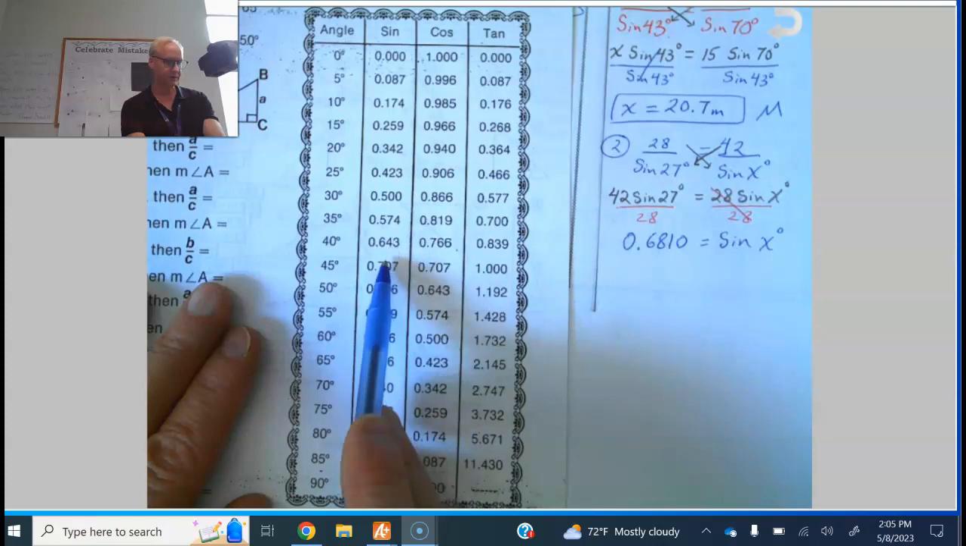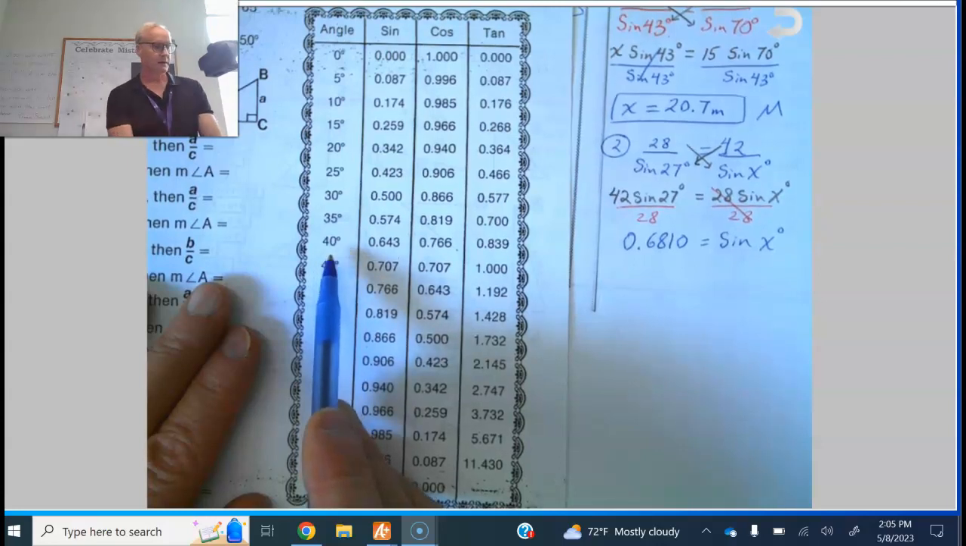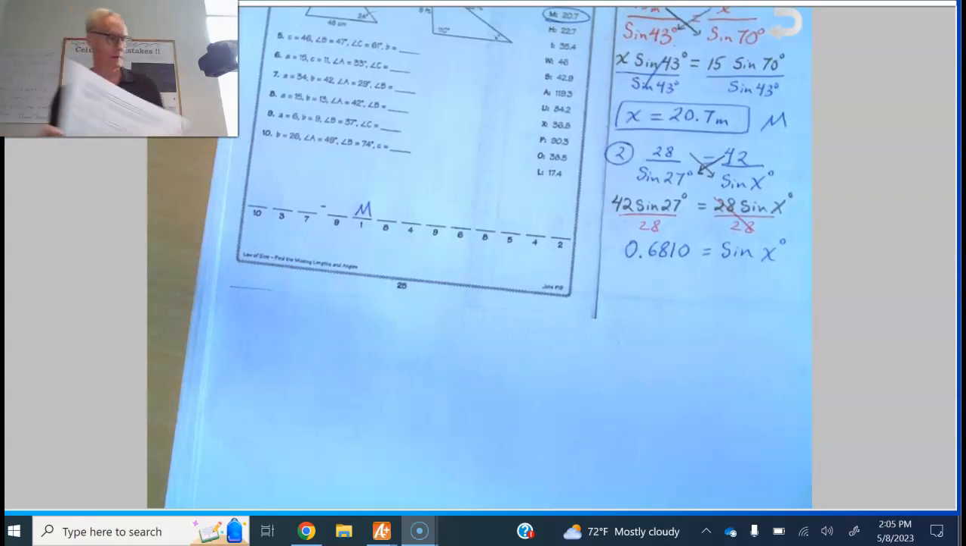Looks like it's in between these two. See it? So it's somewhere between 40 and 45 degrees. Somewhere around the middle of there, 42, 43 degrees, something like that. Not very specific. I could use a better table.